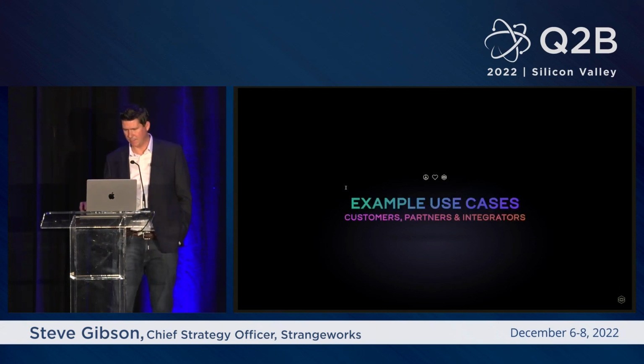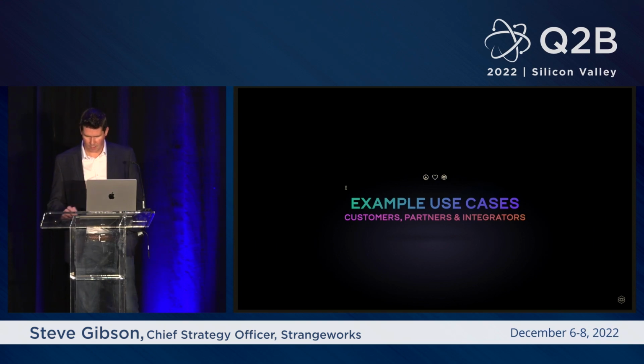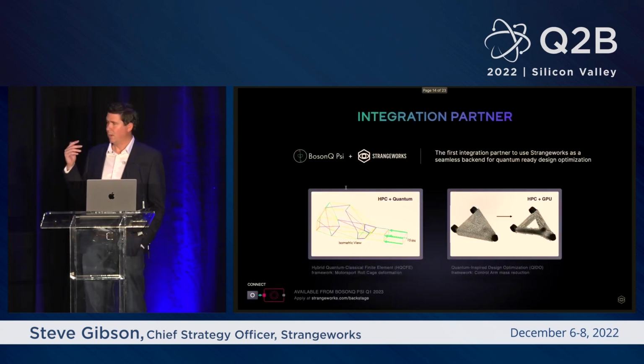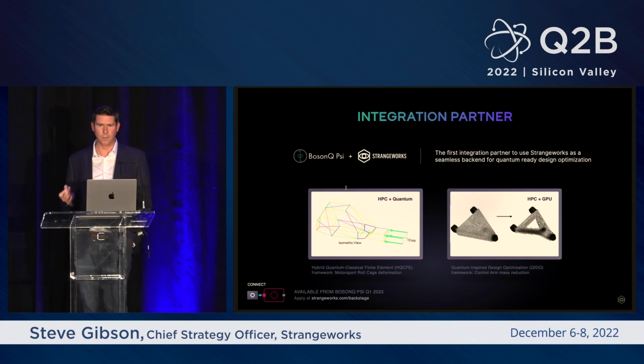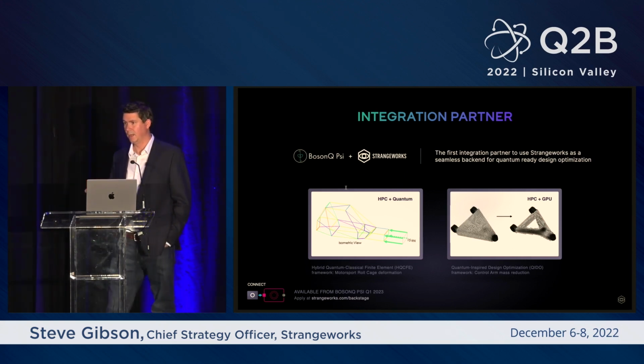I'll give you a couple of examples of use cases here. First of all, our integrators. So as I mentioned earlier, on Monday we announced with Boson Q, they're a partner of ours. They are using Strangeworks in their environment for them to be able to add Quantum to their platform. So they've made a design optimization tool. They're doing finite element analysis. They're doing CFD. And their end users don't necessarily want to know or need to know the details of the Quantum side. They just need to know that it works and they get the end result.